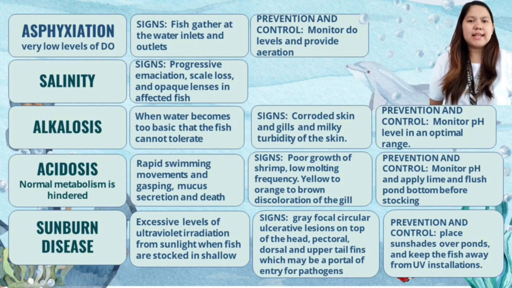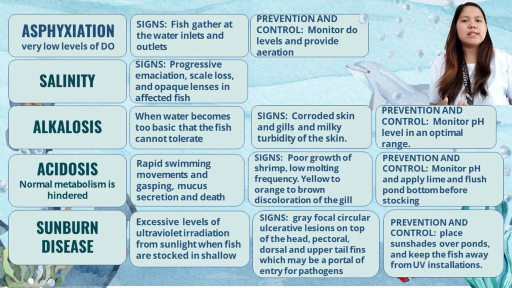Next we have our salinity. Progressive emaciation, scale loss, and opaque eye lenses in our affected fish are associated with extremely high salinities. So next we have our alkalosis.